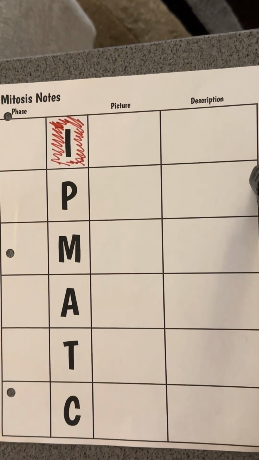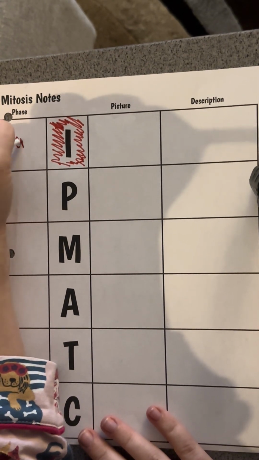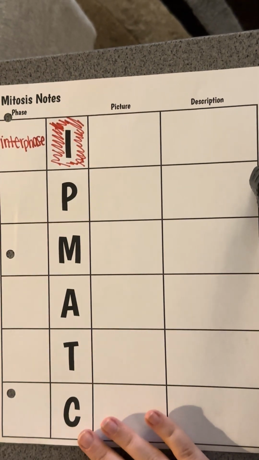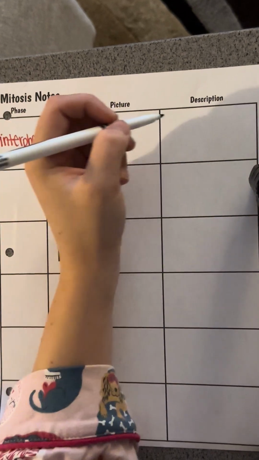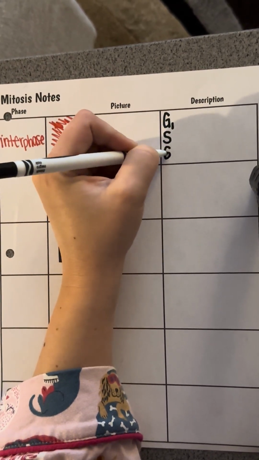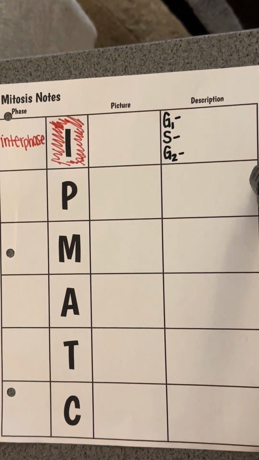Okay, our first phase with I, it's going to be called interphase. We're going to get to the pictures after this. We're going to first start out by writing what happens in this phase. There's going to be three things that happen. You saw this yesterday with your POGL. There's G1, S, and G2. We're going to learn what happens in each section of this.